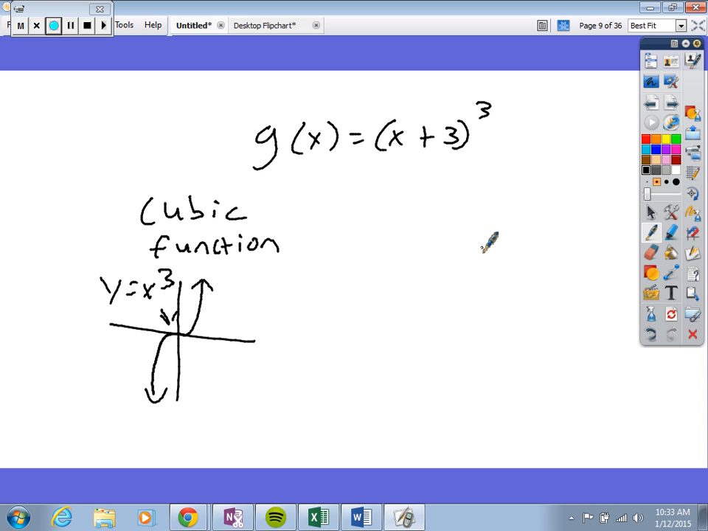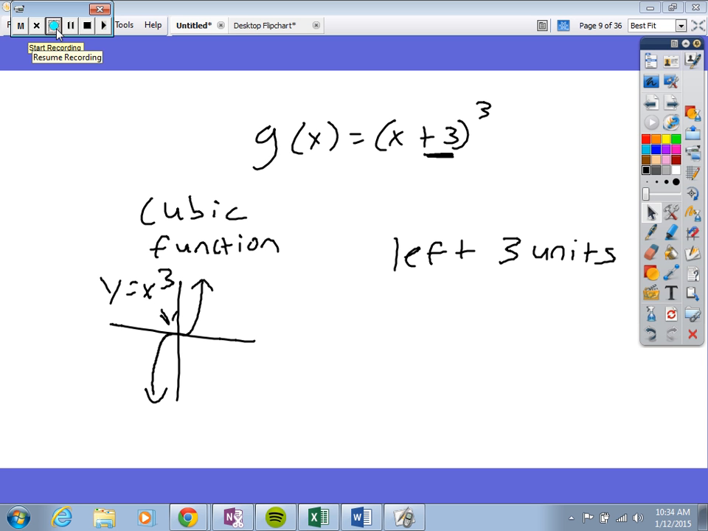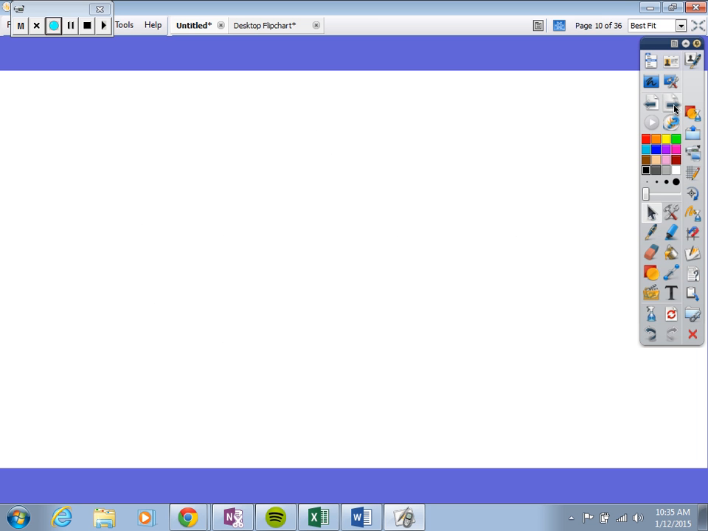So the transformation is based on this plus 3 part. This plus 3 part tells me that I'm going to the left 3 units. So that's the only change, is that I went left 3 units. Alright, that would then be the answer to number 9. Let's go to number 10.